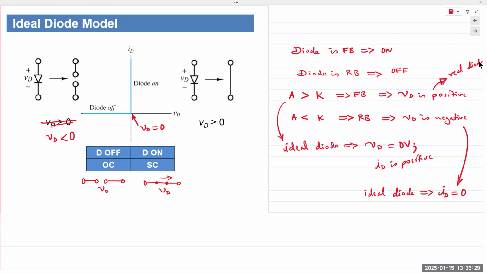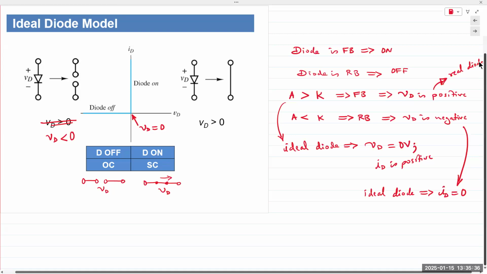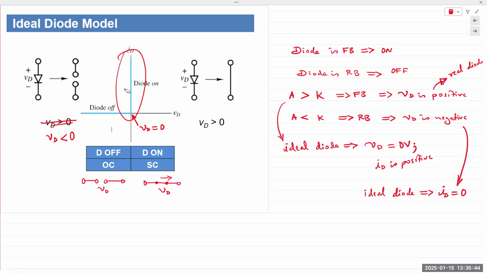So it's positive 0.6 volts. In an ideal diode model, we do not take into account that 0.6 volts. We simply say the diode is on. So first, we state VD is positive because it's forward biased. But if we use an ideal diode model, we simply state it's 0. If it's reverse biased, that means voltage is negative, and that is true for both ideal as well as real diodes. Does that answer your question? Yeah.